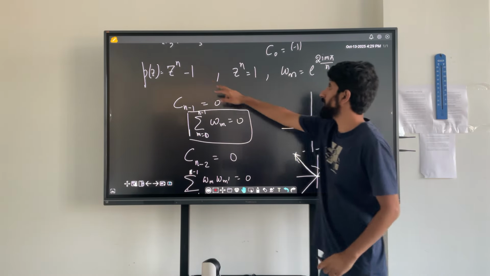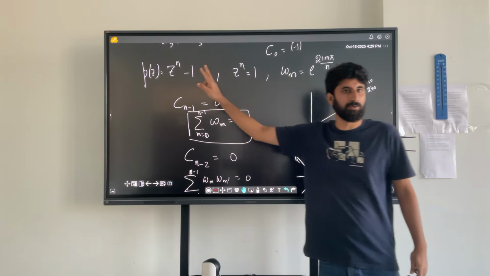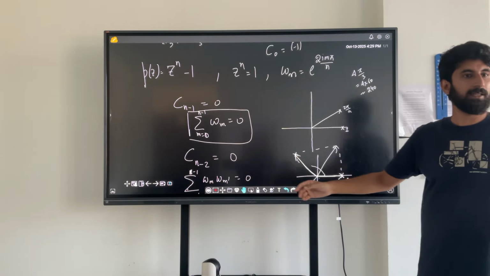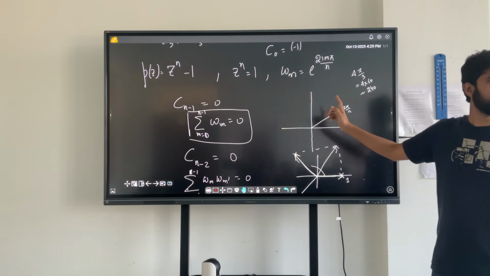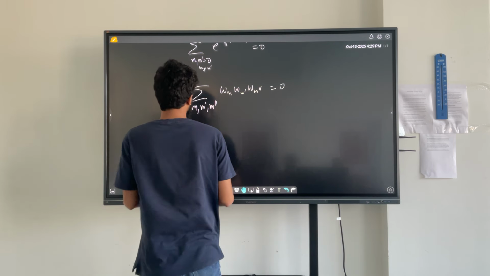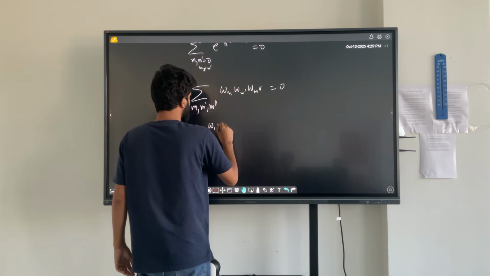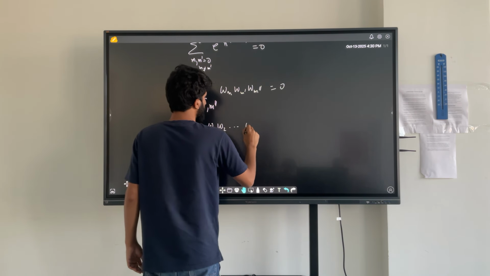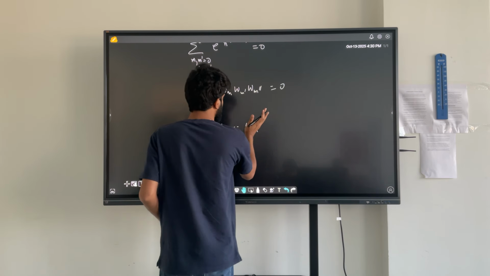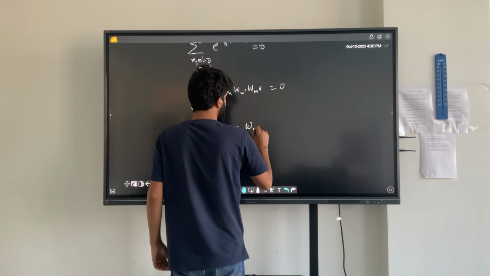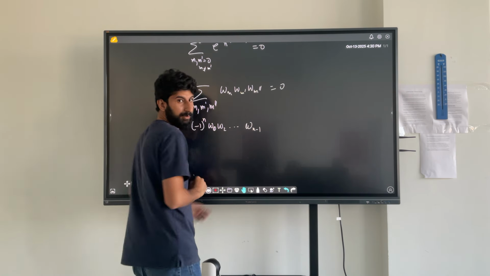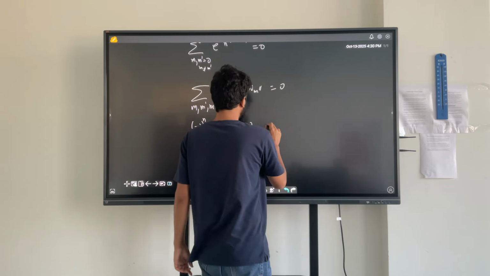But this coefficient of z to the power 0, what is that? That is just the product of the zeros. So what do I get? Omega 1, omega 2, so on. No, sorry, omega 0, we are labeling from 0, up to omega n minus 1. But there is a minus 1 to the power n factor, remember this?